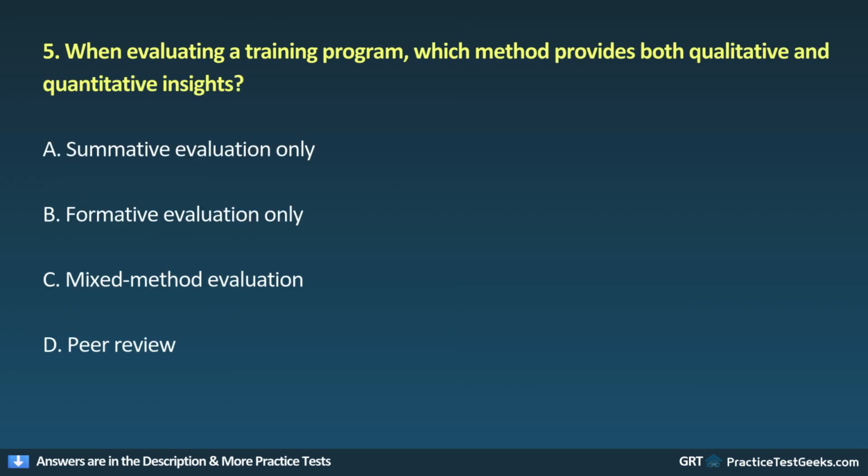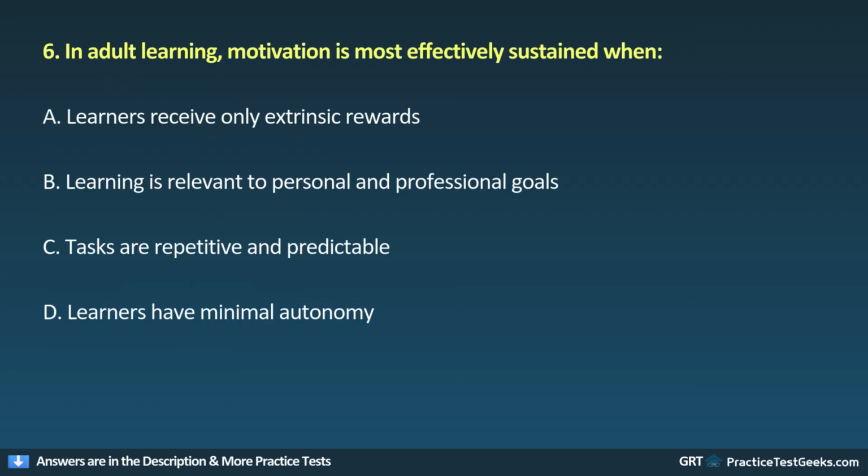5. When evaluating a training program, which method provides both qualitative and quantitative insights? A. Summative evaluation only. B. Formative evaluation only. C. Mixed method evaluation. D. Peer review. 6. In adult learning, motivation is most effectively sustained when A.